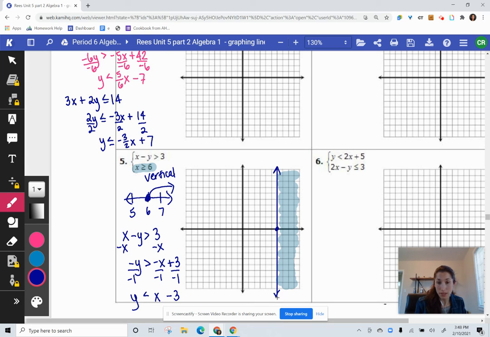So now you should be able to graph this on here as well, shade it, and then figure out where the overlapped shading is. And on question 6, this one is ready to graph. It's in slope-intercept form, but you will need to rewrite this inequality here.